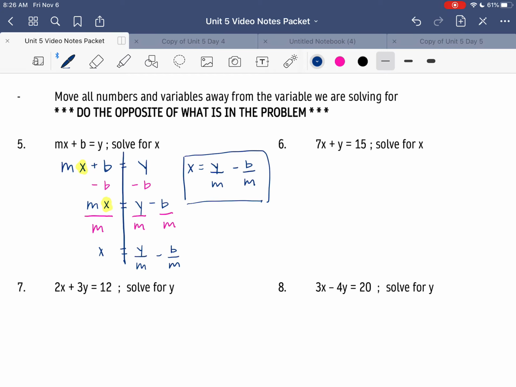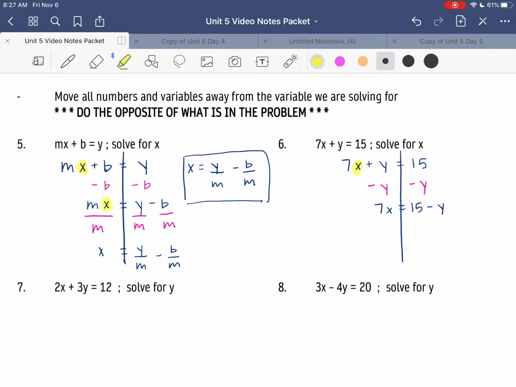All right, in number 6, we have 7x plus y equals 15. And we're trying to get x by itself again. So just like our other two-step equations, we move addition or subtraction first, so minus y on both sides, which will give me 7x equals, and again, I can't actually do 15 minus y and simplify it because they're not like terms, so I just write it as 15 minus y.